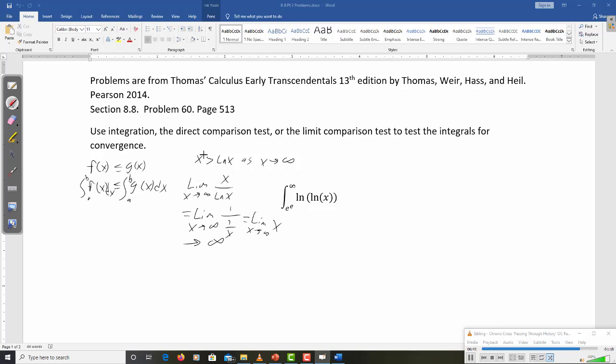Similarly, since they're both positive, you can take 1 over x, which is actually less than 1 over ln of x, as x goes to infinity.